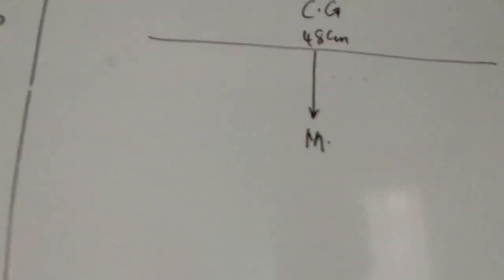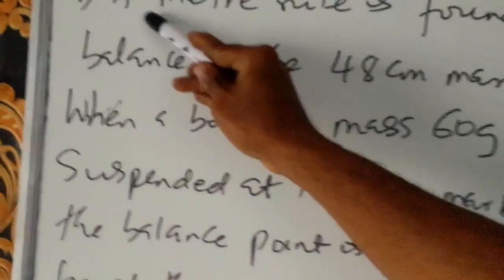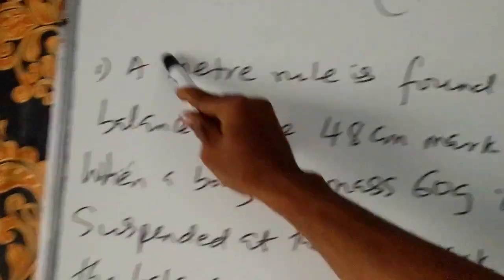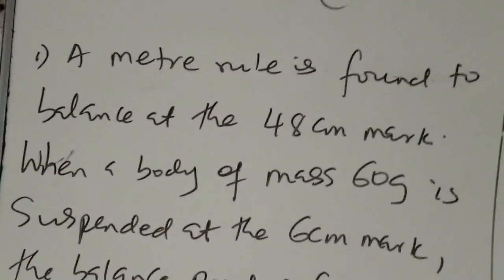Some may wonder why it's not 50 cm that I say the meter rule balances at. Look at the question again. The question does not say it's a uniform meter rule. It's a meter rule. There is no word there saying uniform. That means this meter rule is not a uniform meter rule.